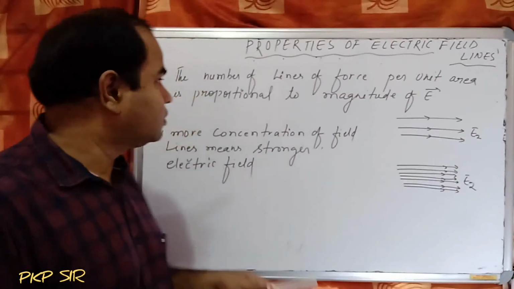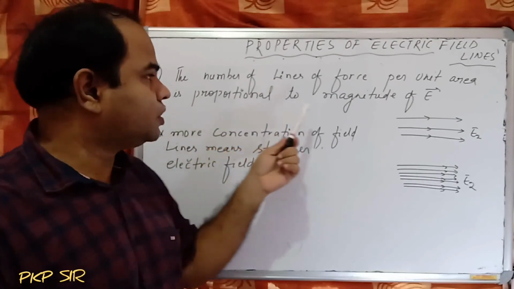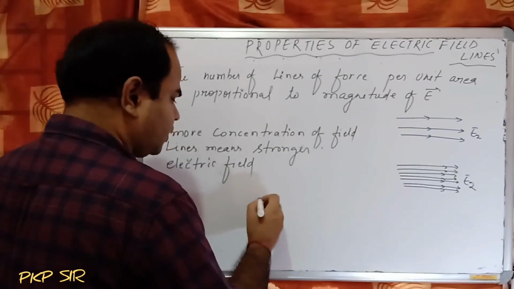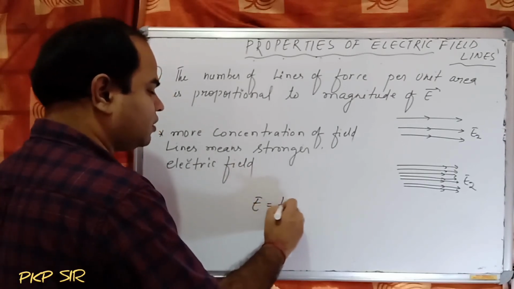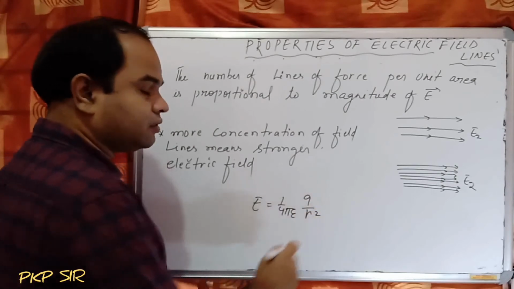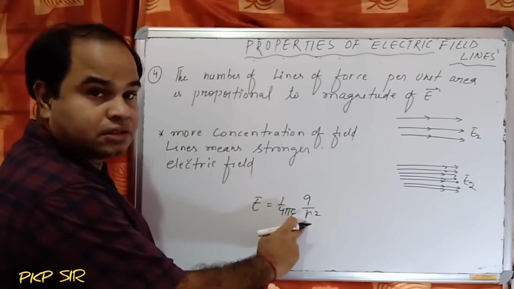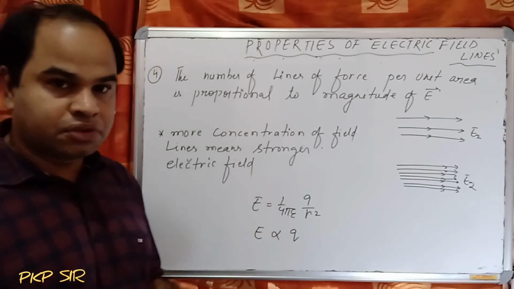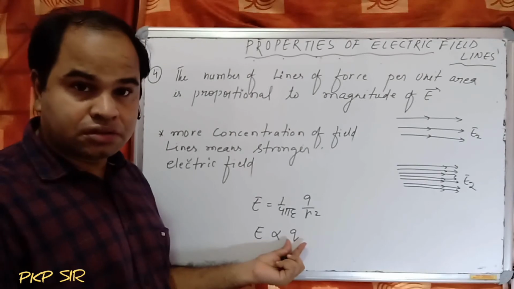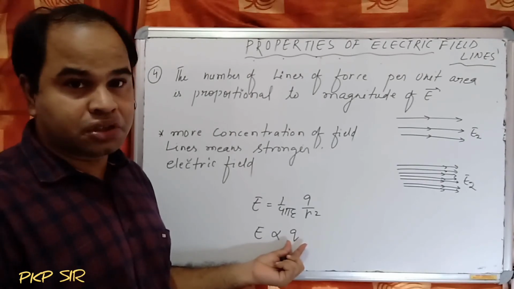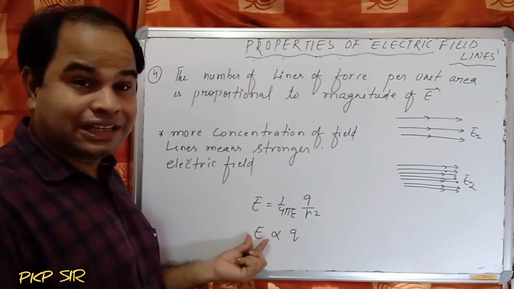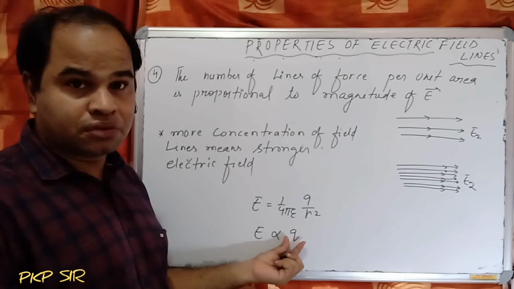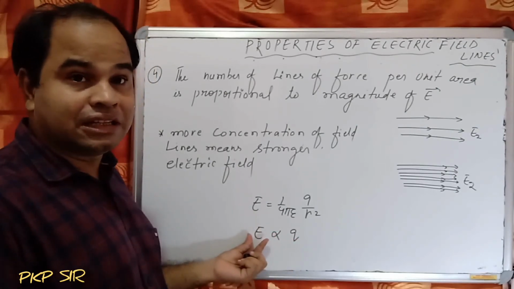The next property is that the number of lines of force per unit area is proportional to the magnitude of electric field intensity. Let us write the formula of electric field intensity. E is equal to 1 by 4 pi epsilon times Q by R square. If R is a constant distance, this is constant, so we can say E is proportional to Q. That means more is the charge, more is the number of field lines produced by the charge, and more is the electric field intensity.